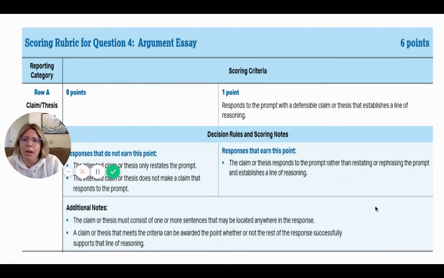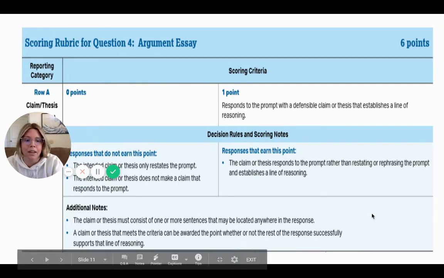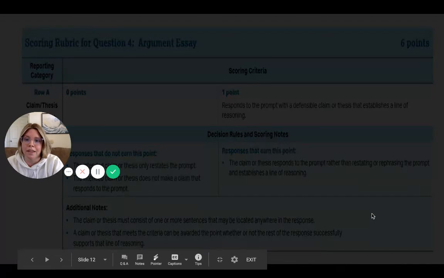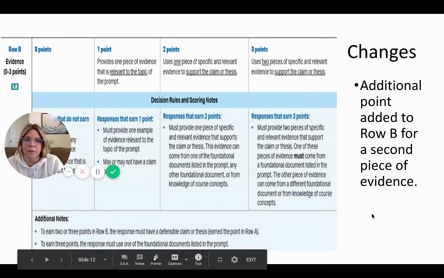So the first point is the thesis. That's it, basically. It was the easiest thing to grade as a reader. I was just like, do they have it or not? Are they just restating the prompt? Or are they actually making a claim and actually providing some reasoning behind it? So that's an easy one. It's just making a thesis and then having that line of reasoning.